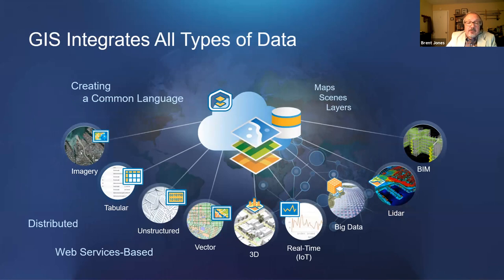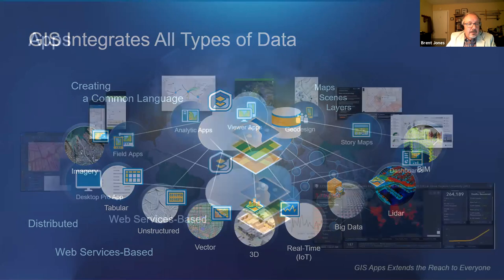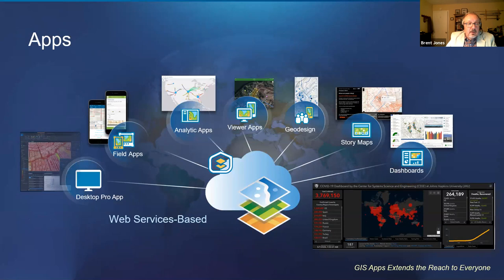GIS uses all types of data. This is incredibly powerful, taking imagery, registry, mapping, 3D, IoT, LiDAR, BIM, and more, and normalizes it into this single system. So GIS consumes the data, then it publishes it out in web services that power apps. We all know the desktop apps and GIS, but this is where everything changes. We can access these services with mobile devices, simple viewers, story maps, dashboards.